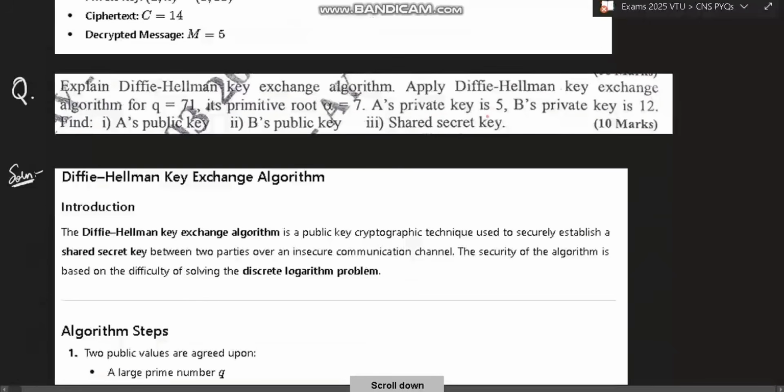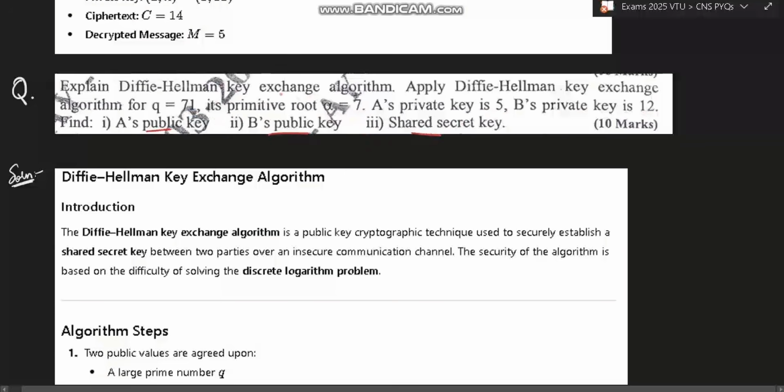Next, the second most repeated topic in the numerical section is the Diffie-Hellman algorithm. Okay, first you have to explain the Diffie-Hellman key exchange algorithm. Here also they have asked for the algorithm. Don't skip this question. If they ask for the algorithm, write the algorithm. After that, we have to apply the key exchange for the given values. Q is 71 and alpha is equal to 7, A's private key is given, B's private key is given, and we have to calculate A's public key, B's public key, and the shared secret key.